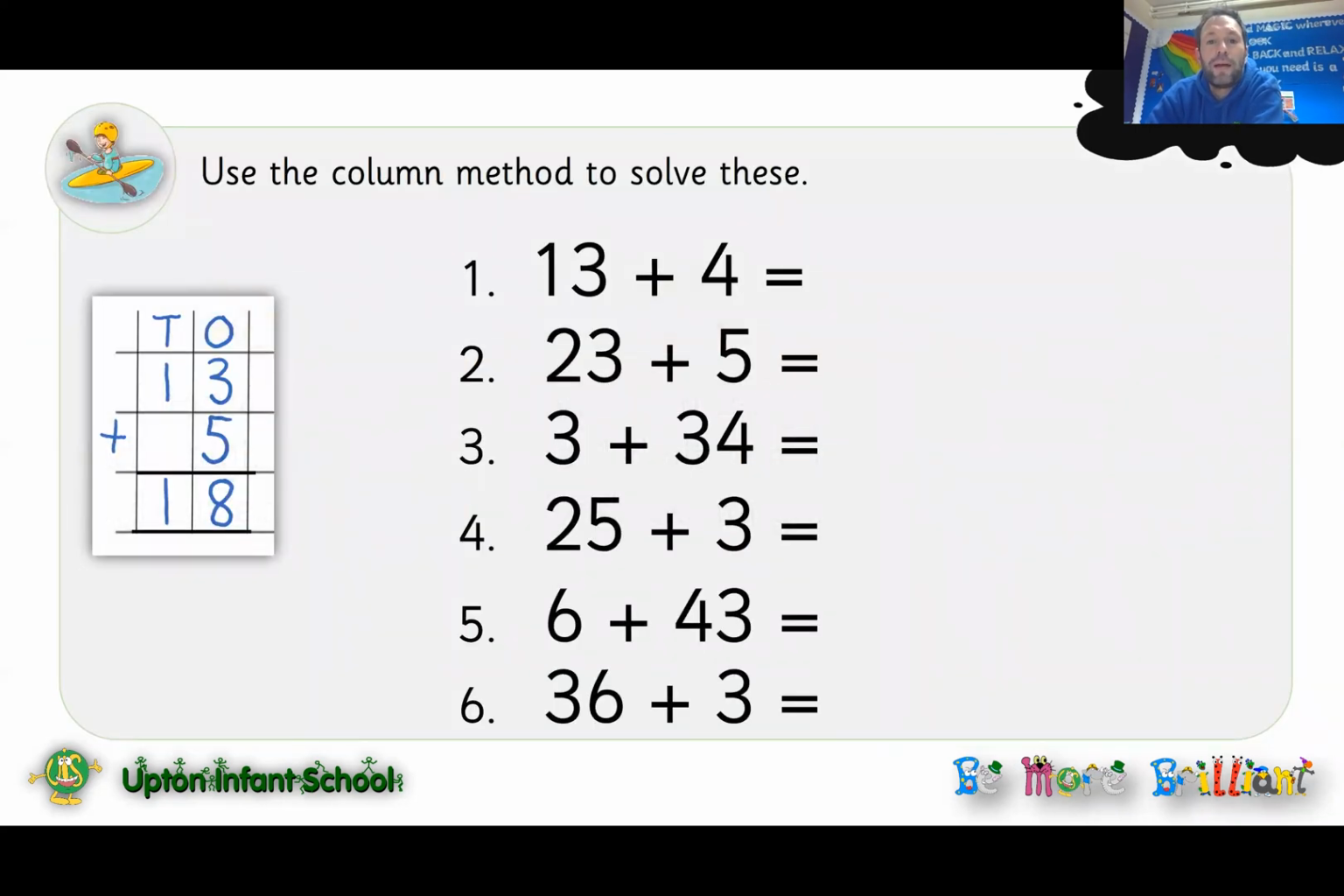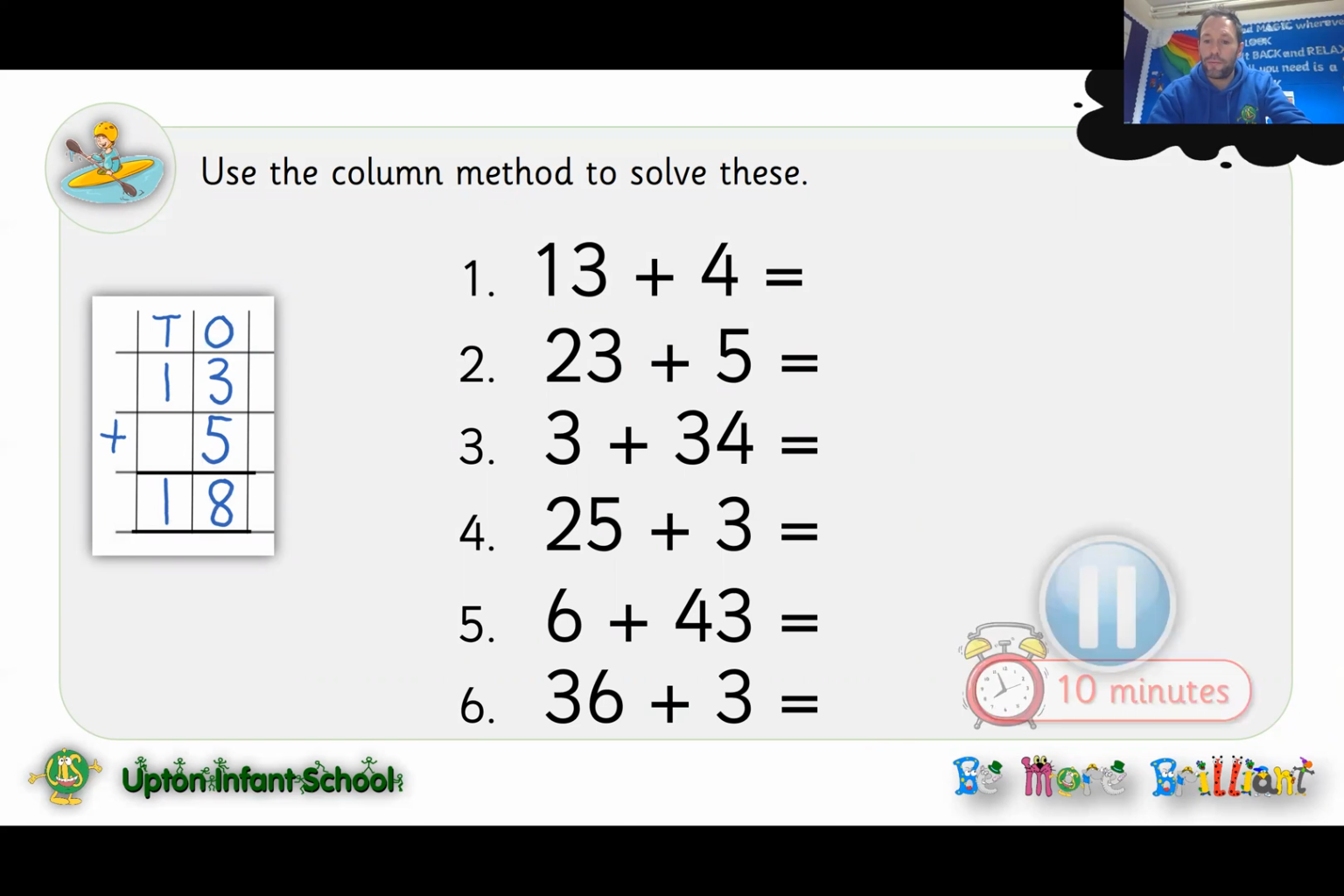Okay, so first challenge is use the column method to solve these, and these problems have not got any exchange. So you'll just be adding up the 1s and adding up the 10s. Pause the video if you'd like to try these ones. Hopefully 10 minutes will be enough.